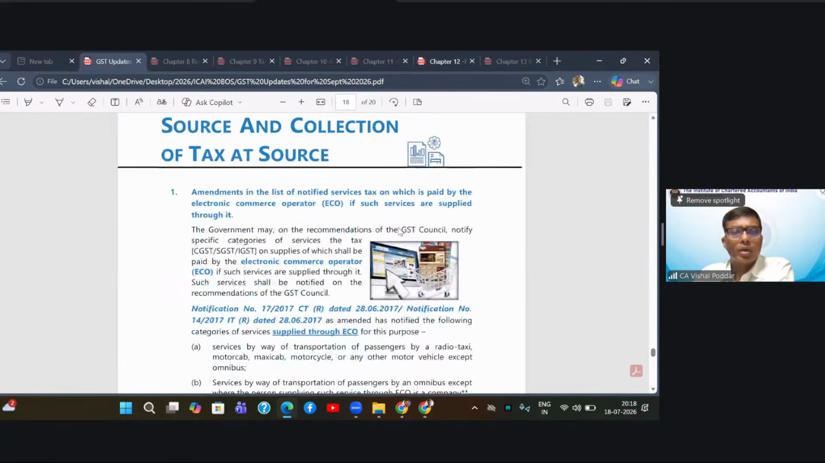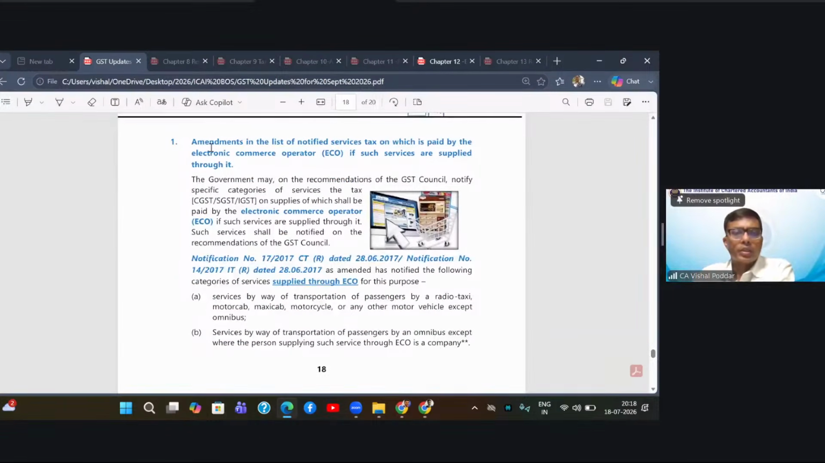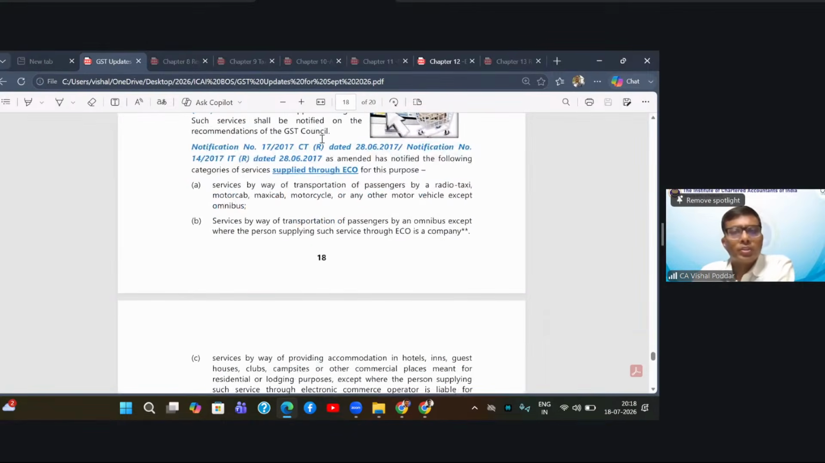Now let us go to some topics relating to updates. There are some important updates. First, there is an amendment in the list. As we saw, there is a list of notified services covered under 9(5), where the ECO is compulsorily required to pay the tax. Now this list has undergone a change. So we will see the revised list.